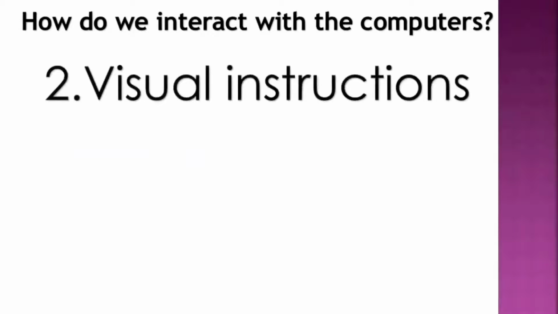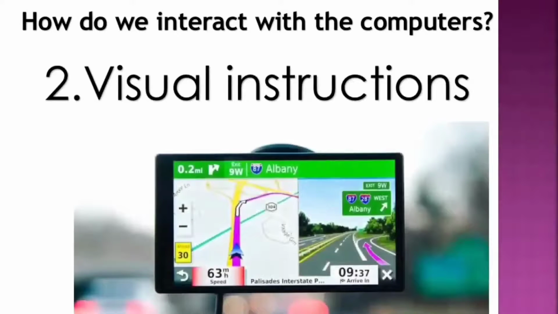We also interact with the computers through visual instructions. For example, something that tells you where to go, like a GPS. It's telling you visually where you should go.